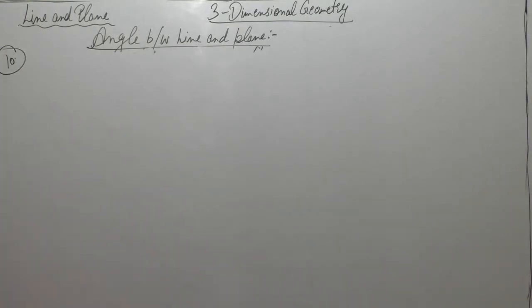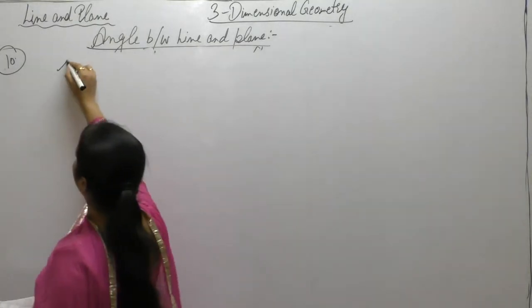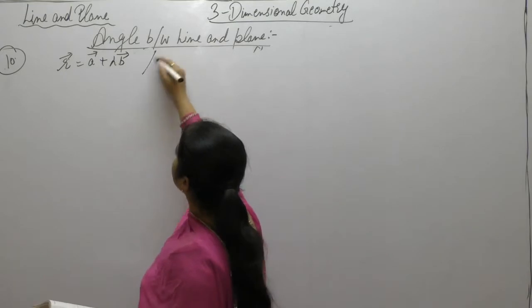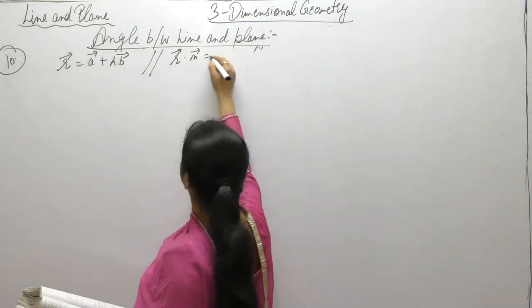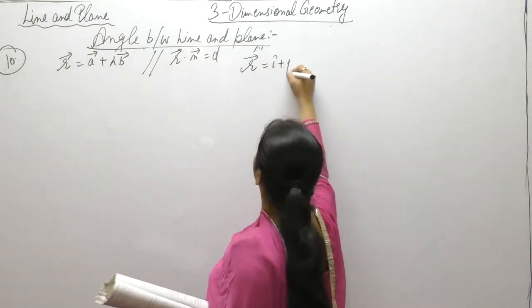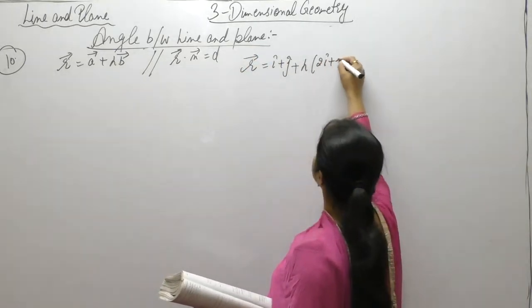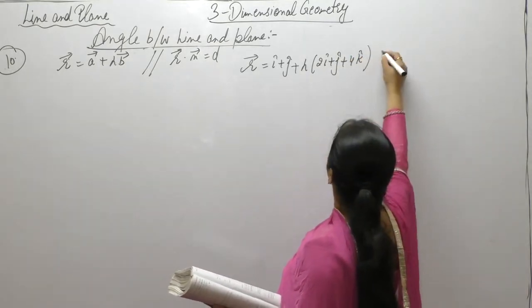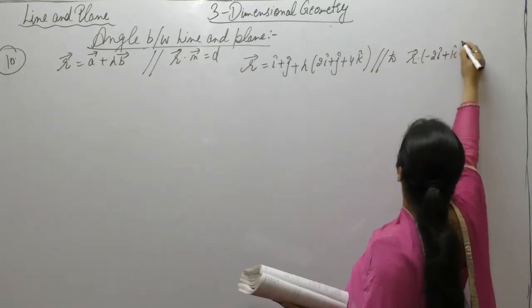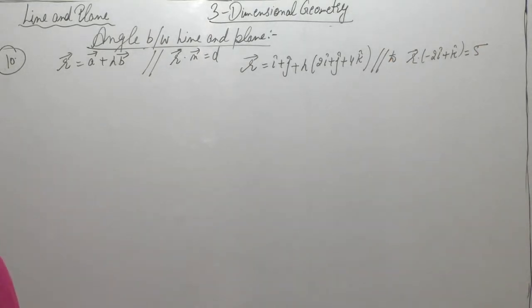Now next one is: state when the line r = a + lambda b is parallel to the plane r dot n = d. Show that the line r = i + j + lambda(2i + j + 4k) is parallel to the plane r dot (-2i + k) = 5. Find the distance between the line and the plane.